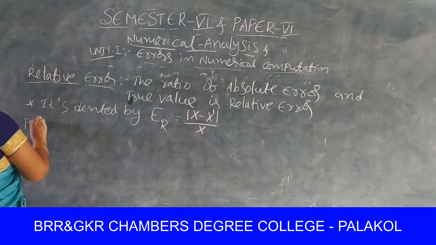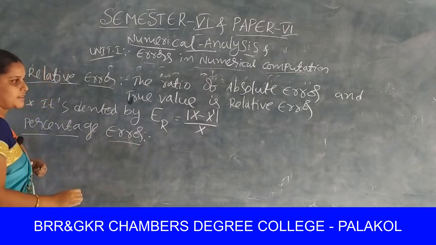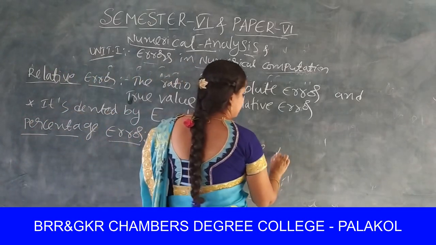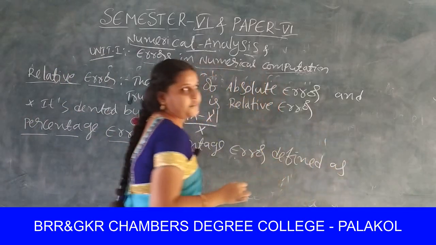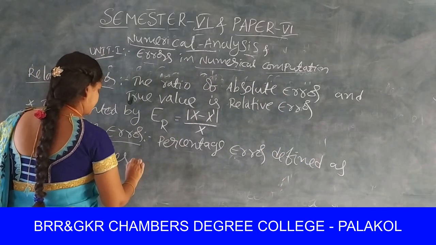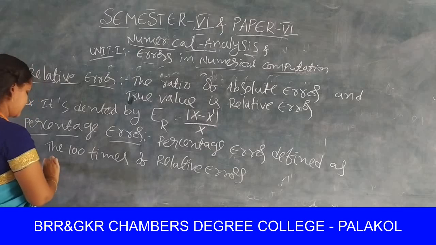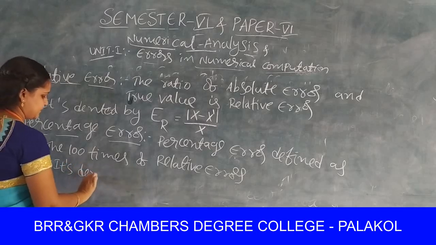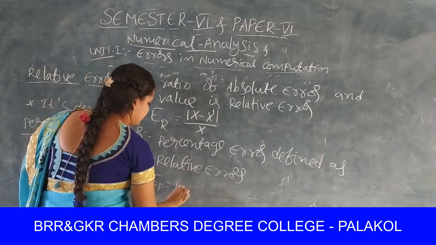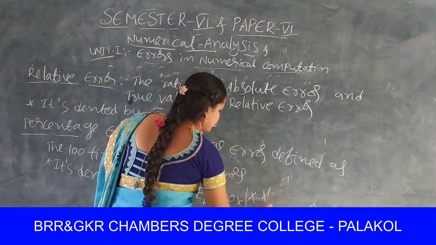And the last one is percentage error. Percentage error is defined as 100 times the relative error. It is denoted by EP, and 100 times ER is nothing but 100 into modulus of X minus X dash divided by capital X.